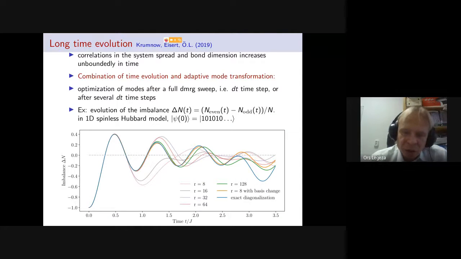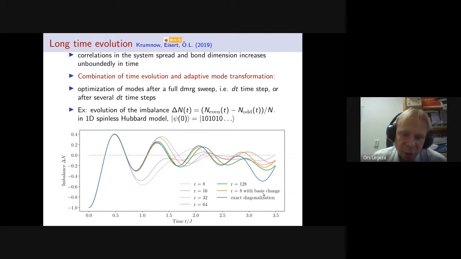But let's see a quick example of something we are also working on in quantum chemistry. Let's say we take a spinless fermion system, prepare it in a charge density wave and let it evolve. Then we can measure the imbalance between the occupation numbers of the even and odd sites. With blue, I show the imbalance from the exact calculation. The different colors show the different results using different bond dimensions. And for R equal 8, this is actually the bond dimension, now labeled with R.